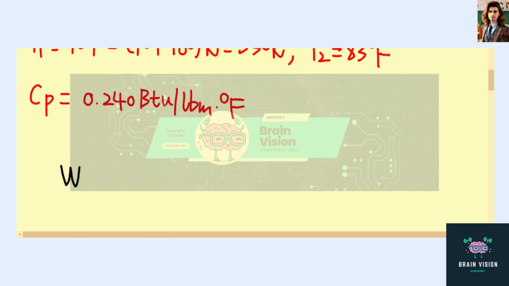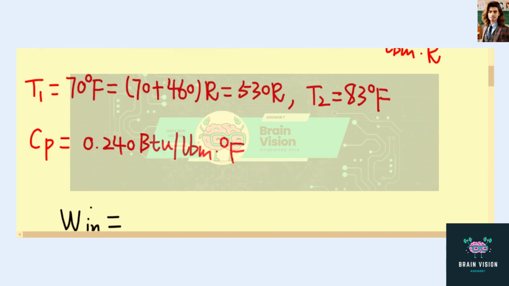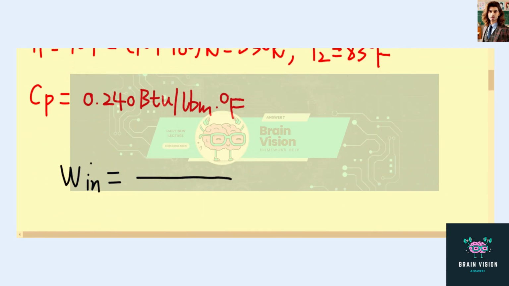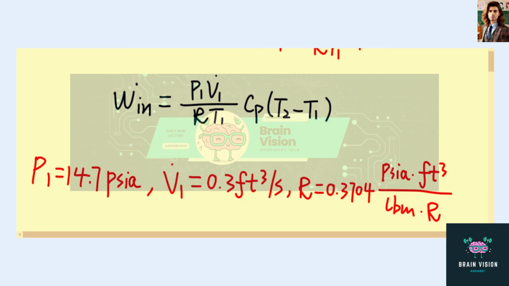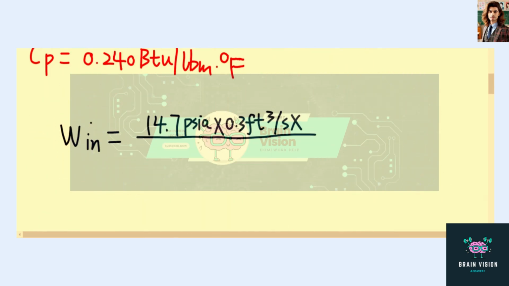The power that was dissipated by the PC components. Okay, so we have W dot in is equal to P1 V1 dot, which is 14.7 psia times 0.3 feet cubed per second, and then times Cp, 0.240 British thermal units per pound mass times degree Fahrenheit, and times the change in temperature, which is 83 degrees Fahrenheit minus 70 degrees Fahrenheit.